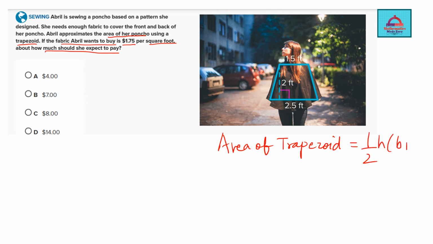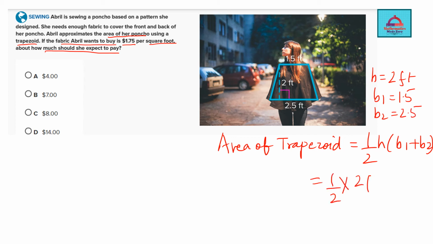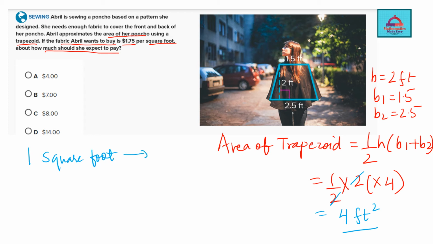So the formula is half h times b1 plus b2. What is the height? As you can see, 2 feet. What is the first base? 1.5. What is the second base? 2.5. So just add them and put them. So 1 by 2 times 2 times, if you add 1.5 and 2.5, you get 4. Now you cancel the common terms. 2 goes with 2. You are only left with 4. So what is the final area? 4 square feet. Now for 1 square foot, how much money is she spending?